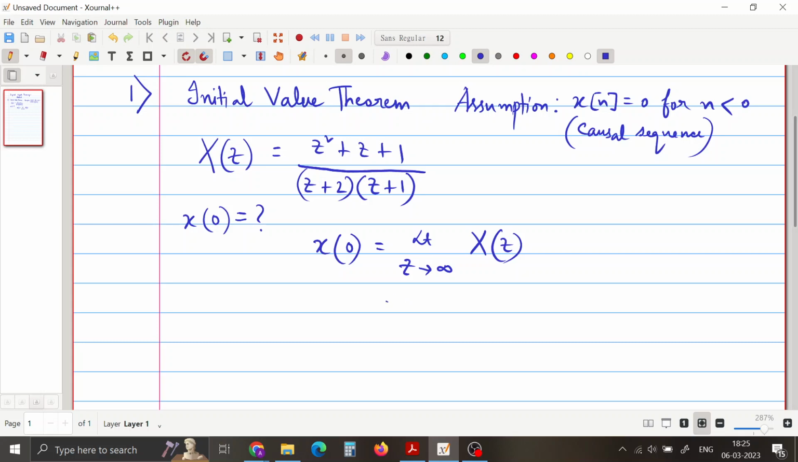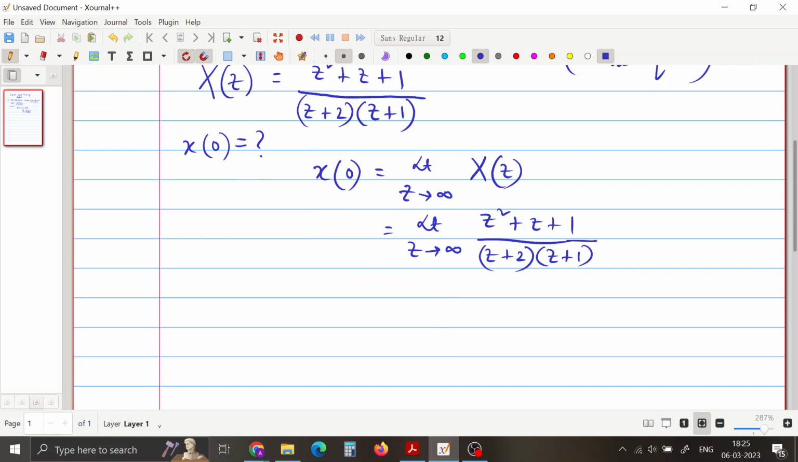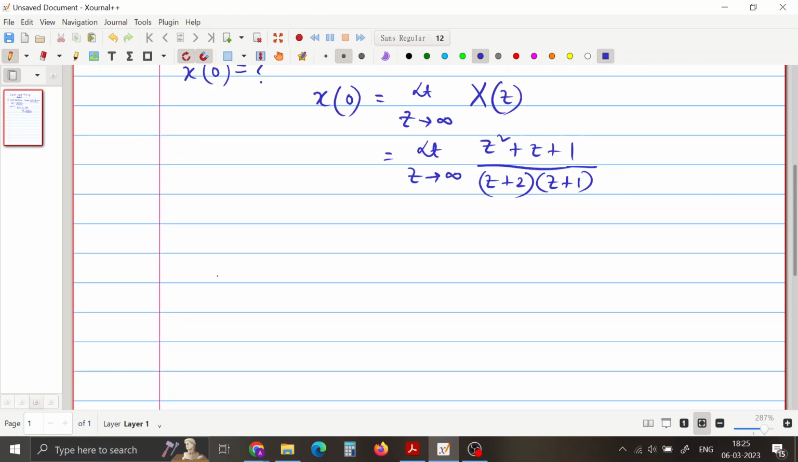So what do we have? Limit z tends to infinity, what is capital X of z? z square plus z plus 1 divided by z plus 2 times z plus 1. Okay. And now the standard method for evaluating such limits is, since z tends to infinity, we know that 1 by z or z inverse tends to 0. So what we can do is multiply the numerator and denominator by z to the power minus 2. Okay, and then we can put 1 by z tends to 0 and replace such terms by 0.